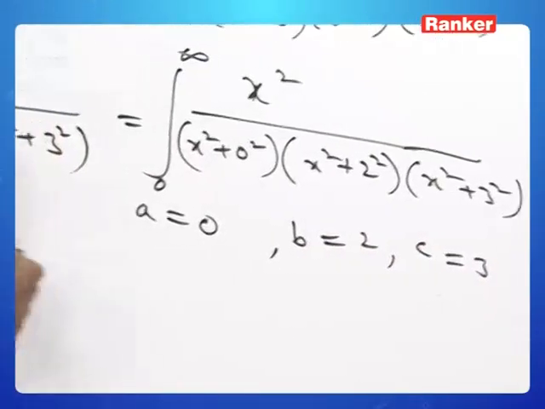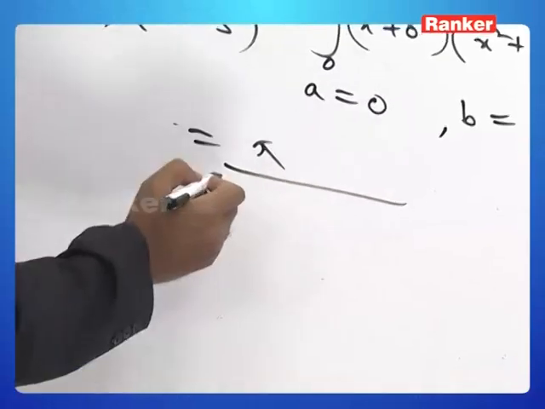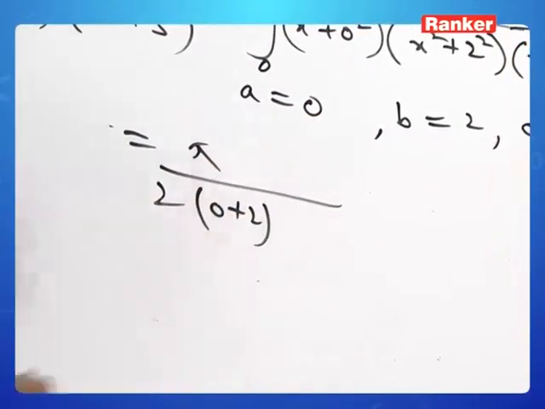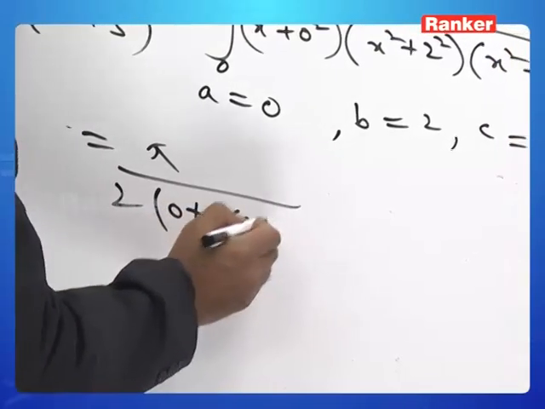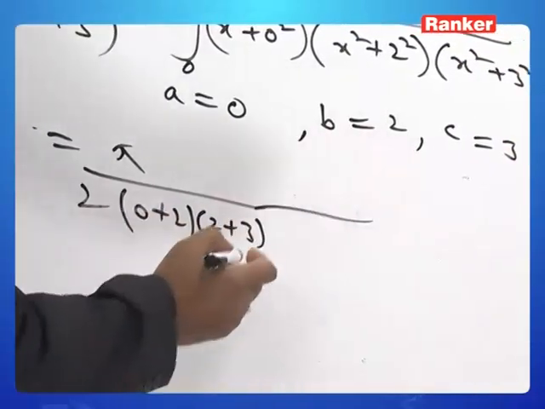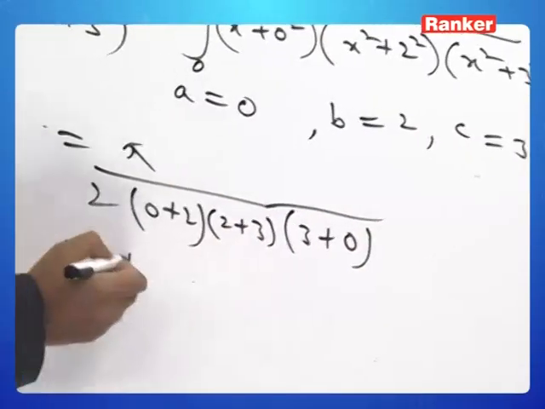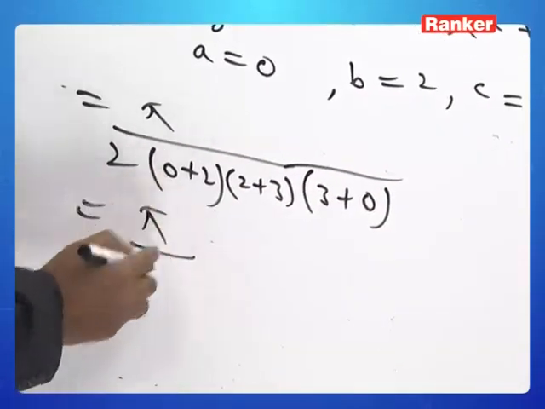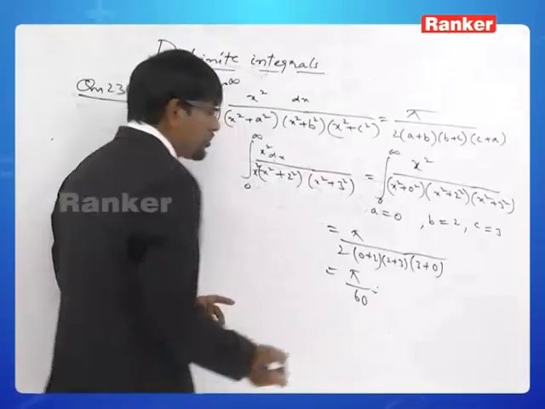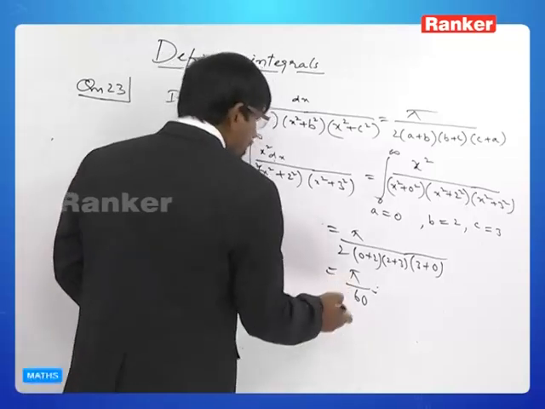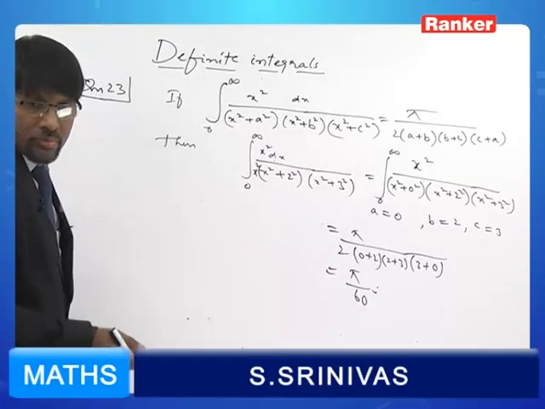So, what do we get the answer to be? Pi by 2 into A plus B, that is 0 plus 2, B plus C, 2 plus 3, C plus A, that is 3 plus 0. So, what do we have here? Pi by 60. Therefore, the answer is pi by 60. That is seen in option 1.